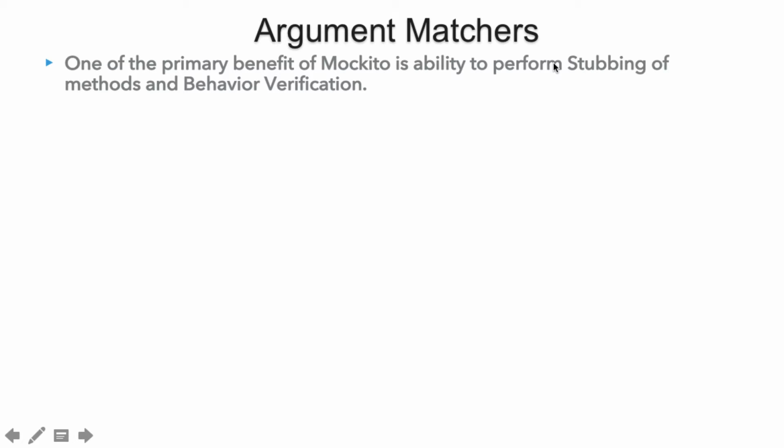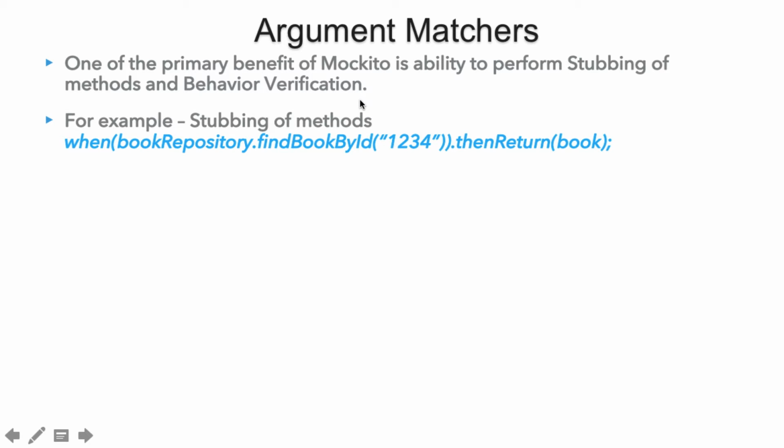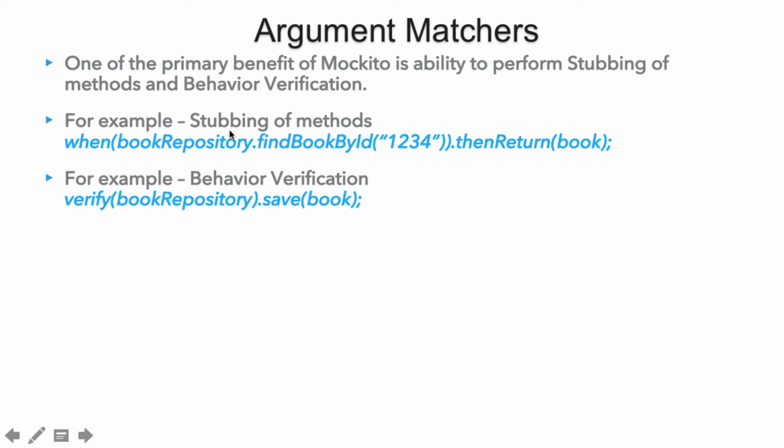But before that, we need to understand that one of the primary benefits of Mockito is the ability to perform stubbing of methods and behavior verification. For example, the stubbing of methods can be done via when and thenReturn. Here we call the method on the mock dependency and we pass an argument. Here it's 1234.